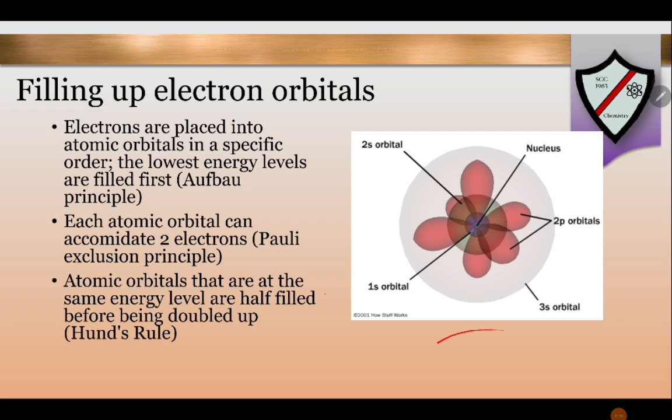Finally, as we are filling our atomic orbitals, we will come to some spots where we have more than one orbital at the same energy level. This might be the case with, say, the 2p orbitals that we see here. There are 3 of them, but they are all at the same energy level. We half fill orbitals at the same energy level with 1 electron before we go back and double up to fill 2 electrons into any, as we say, degenerate orbitals.